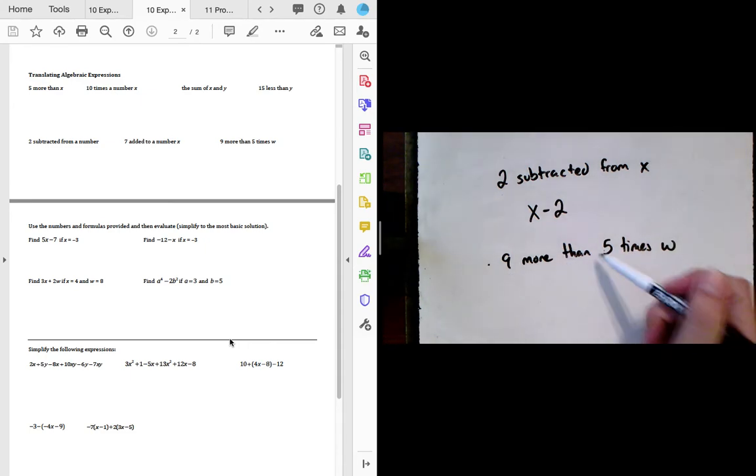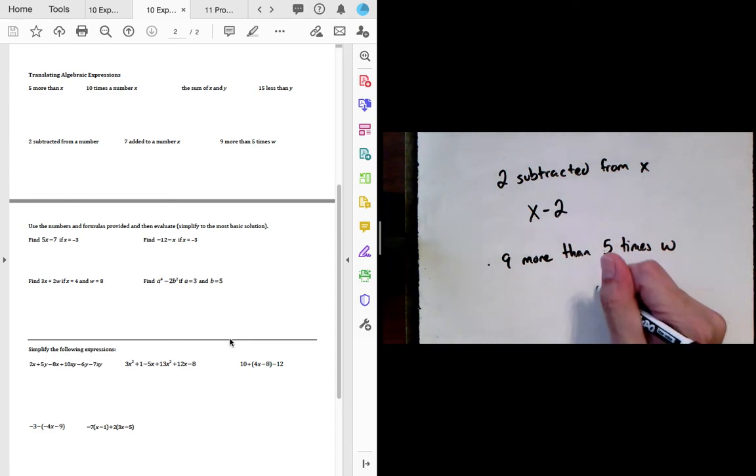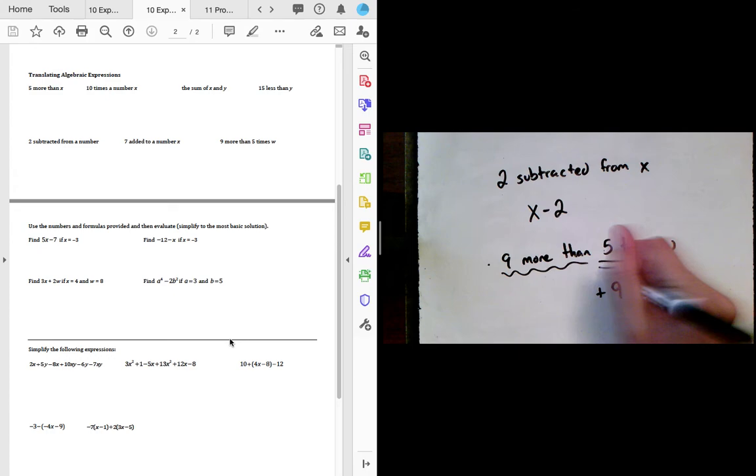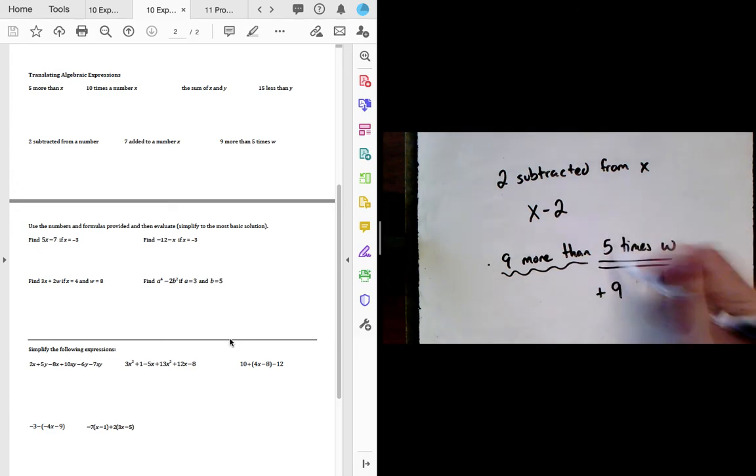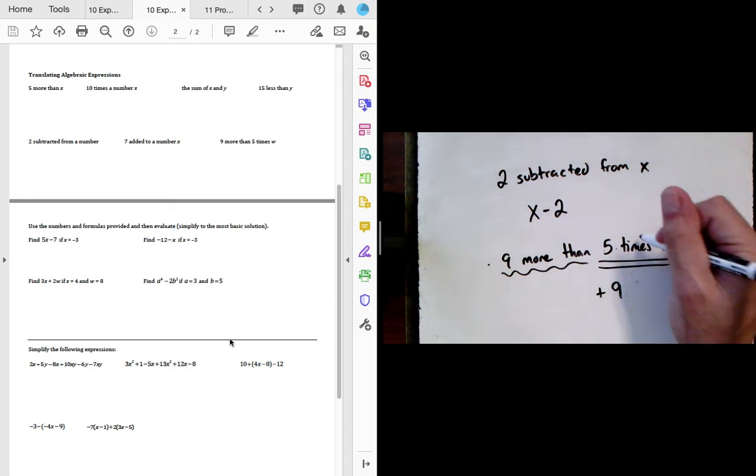So 9 more than something means that we want to add 9 to it at the end. So I'm going to start just by reading that part, and at the end here I'm going to put plus 9. And then we have this other piece right here, 5 times w. According to our order of operations, the multiplication should be going first before this addition. And it's also closer, right? It's written right next to one another. So 5 times w we know should be expressed as 5w.